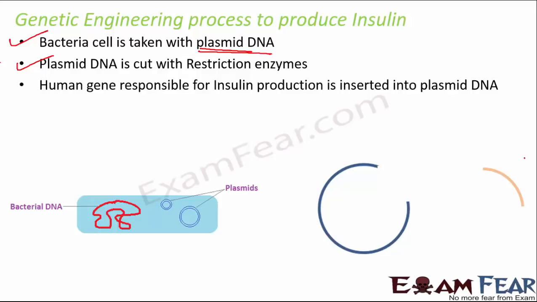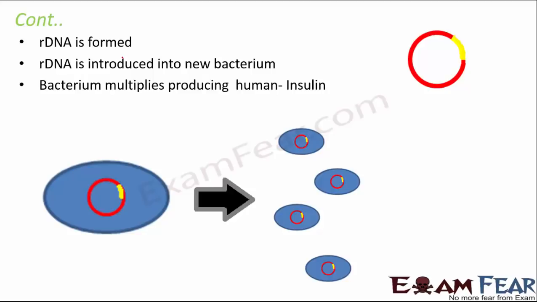Right? So here, this gene that you see is basically the human gene responsible for insulin production. We take a piece of this gene and insert it into this plasmid DNA to form a recombinant DNA, and then we put this recombinant DNA into the body of the organism to produce insulin. So as a result, recombinant DNA is formed, and this recombinant DNA is introduced into the new bacterium. The bacterium multiplies, producing human insulin, as you can see here.